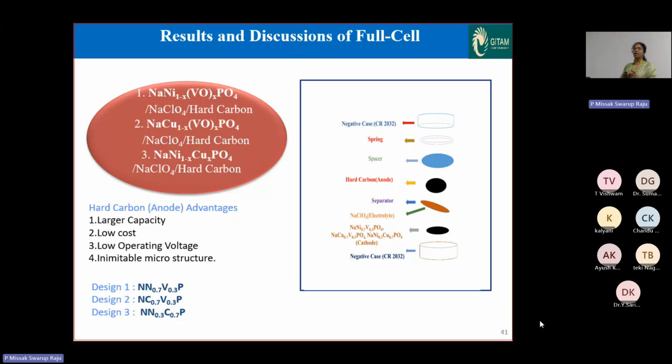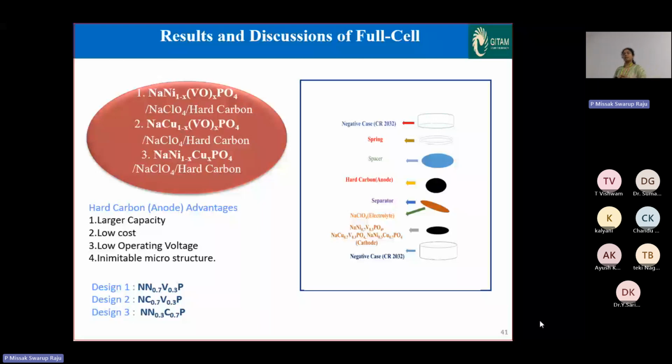Going to design 2. In design 2, the cathode is sodium copper vanadium phosphate. Sodium perchlorate is the electrolyte, and hard carbon is the anode. Then design 3 is the combination of nickel and copper. Sodium nickel copper phosphate is the cathode, sodium perchlorate is the electrolyte, and hard carbon is the anode.